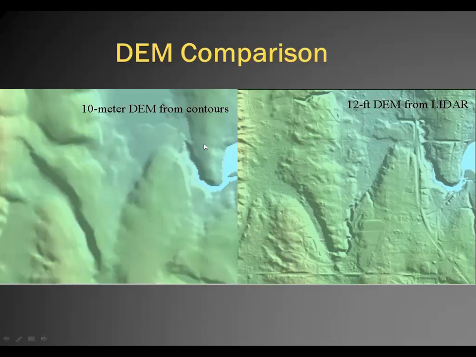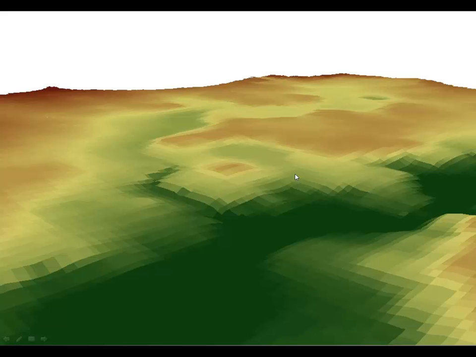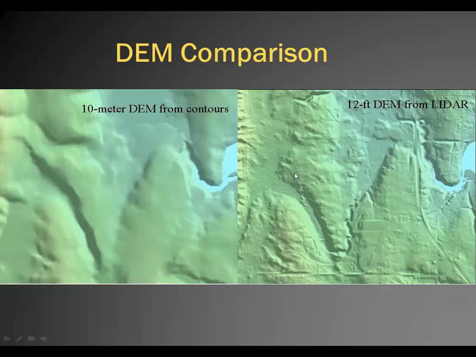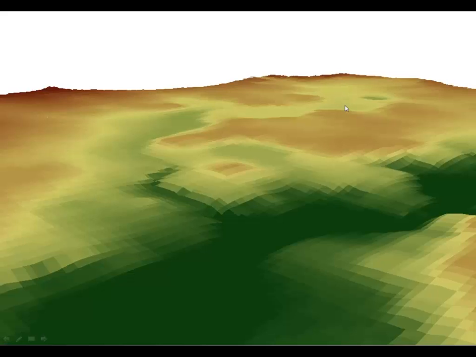Here's another representation. Now, this is a derived surface. We were showing before the raw DEM. Now we're showing the hillshade. We're showing a representation of that surface with a hillshade. And you can see there's a lot more detail as you move from 10 meters to roughly 3 meters.